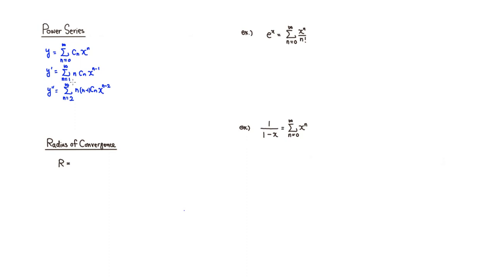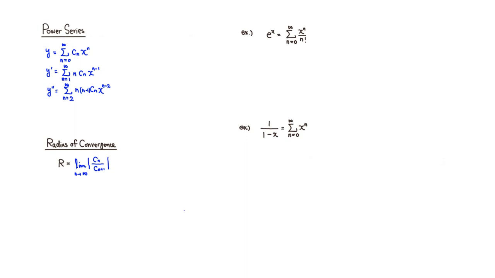But we have to be careful about the power series: since it's an infinite series, it might not converge to what we want. So it's nice to know the radius of convergence, and the radius of convergence can be found by taking the limit of the absolute value of Cn over Cn plus 1, as n approaches infinity. Let's look at the following example.